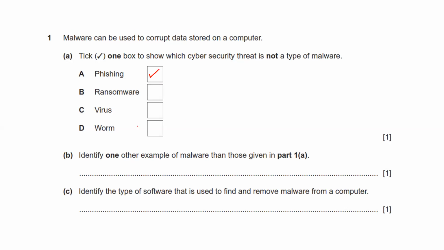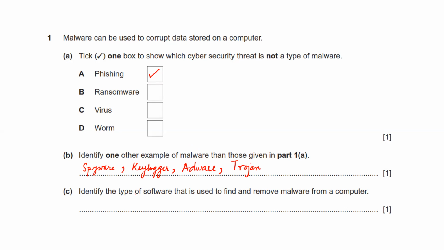Then comes part B. It says identify one example of malware, other than those given in part 1A. So any Trojan horse, adware, keyloggers, spyware, these are all types of malware. So just write them all. You can use any one of them in your answer. So spyware is one, keylogger is one, adware is another case, Trojan horse or Trojan virus. You can not say horse, just Trojan can be.